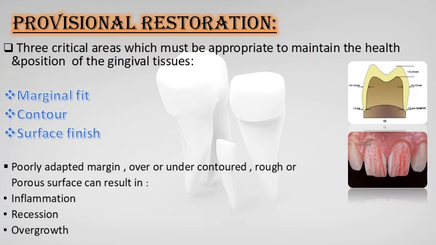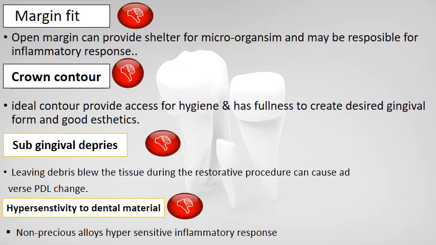Provisional restoration. There are 3 critical areas which must be appropriate to maintain the health and position of the gingival tissue. These are marginal fit, contour, and surface finish. A poorly adapted margin, over or under contour, and a rough or porous surface can result in inflammation, recession, and overgrowth.